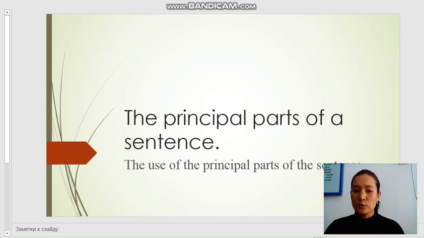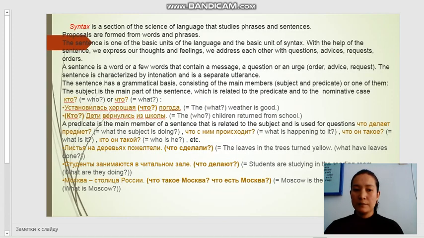So let's get to know the use of the principal parts of the sentence. The aim of the lesson is to get to know what the principal parts of a sentence are and how we can use them in our speech correctly. So let's begin with syntax.